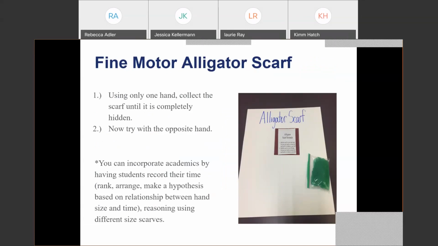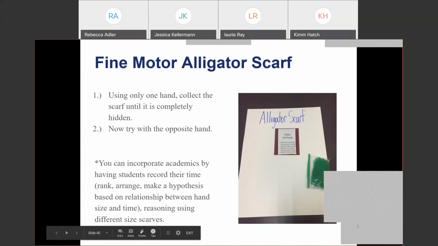You could incorporate academics if you wanted. So we had tried this once with a group and had students record their time and they rank themselves. You can work it into science where you generate a hypothesis. So maybe stop after the first 5 students and talk about how do we see a trend line, you know, graphically, what direction do we think this will go? Are there sort of commonalities between girls versus boys? So you can definitely upscale this to make it active, different size scarves, and then record based on that.